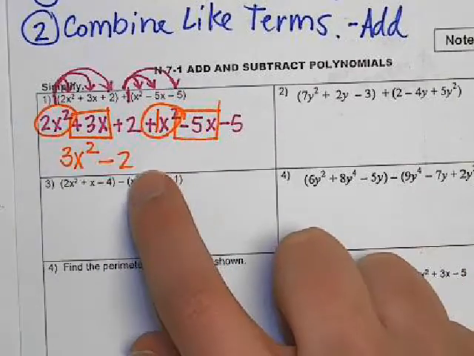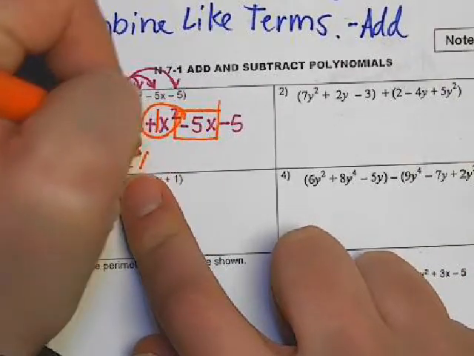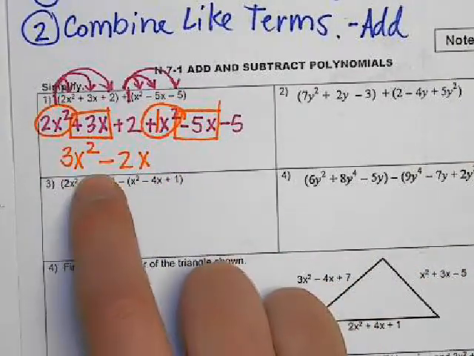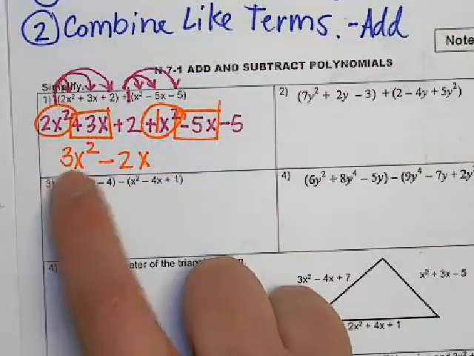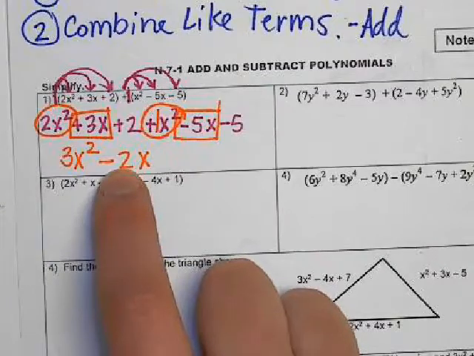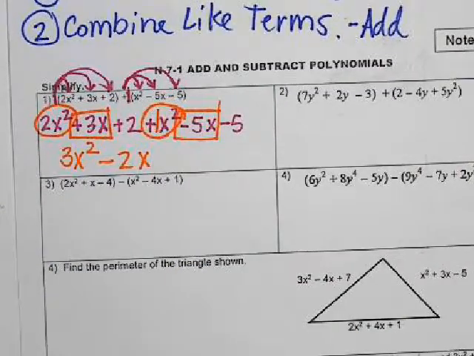X. So what's negative 2 got to have? X. Now, notice that I didn't do plus minus 2. Plus negative 2. I just did 3x squared minus 2. Okay, what's left?